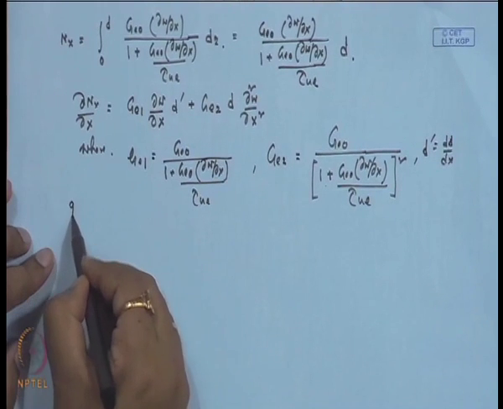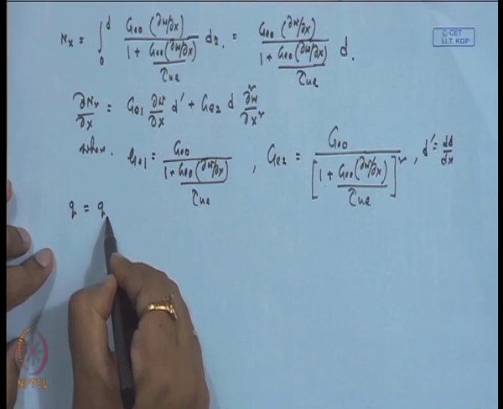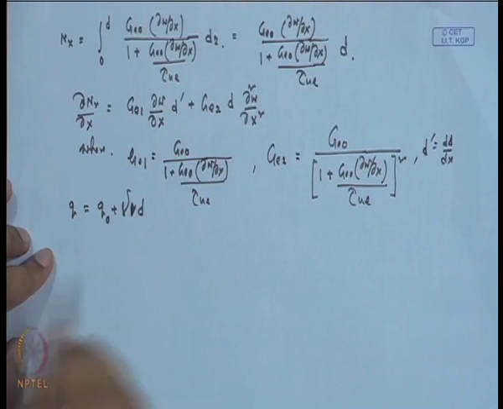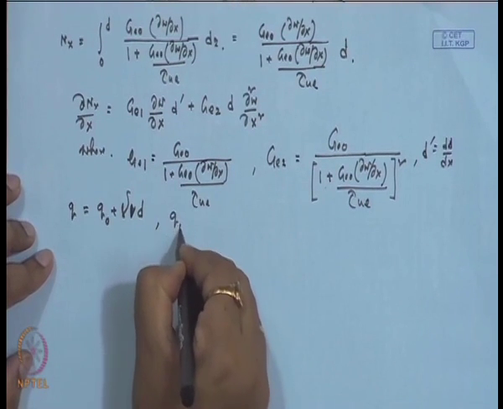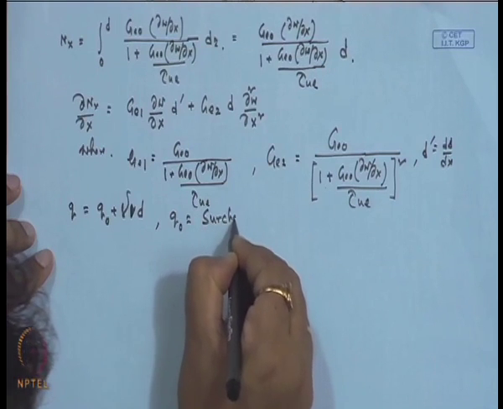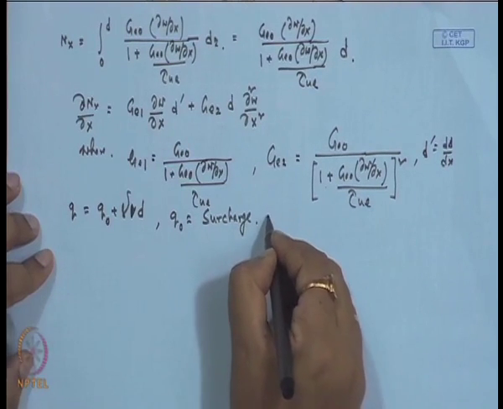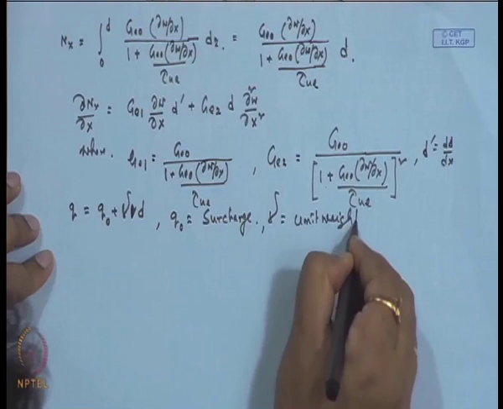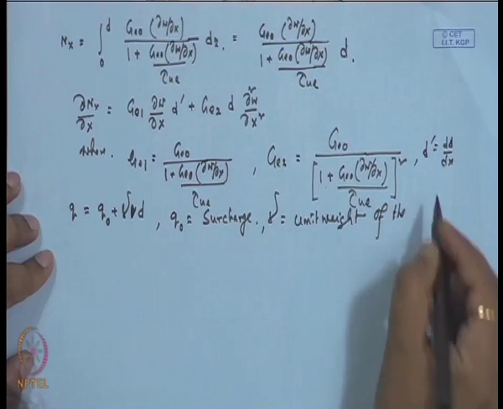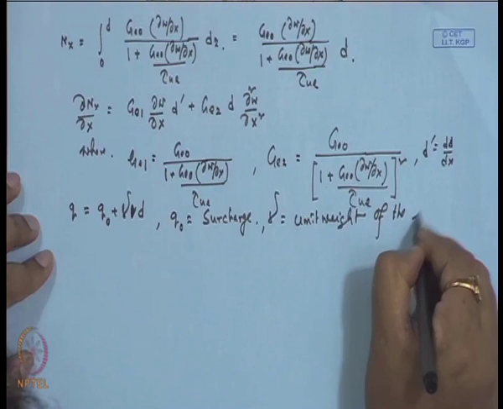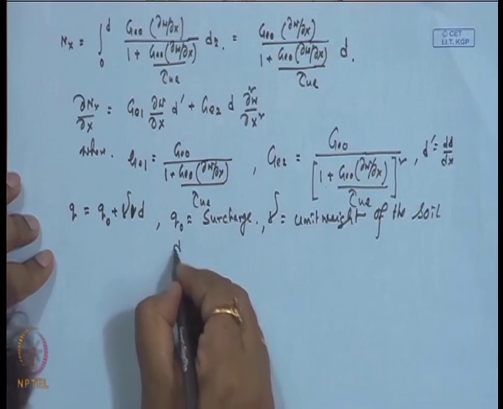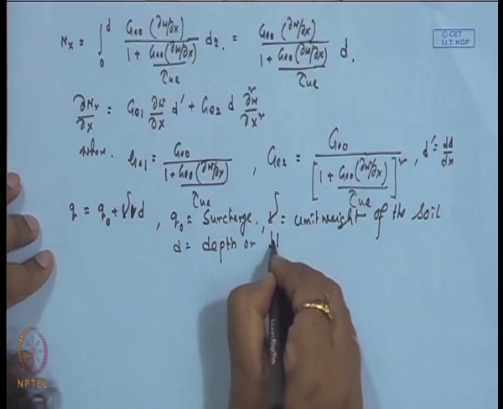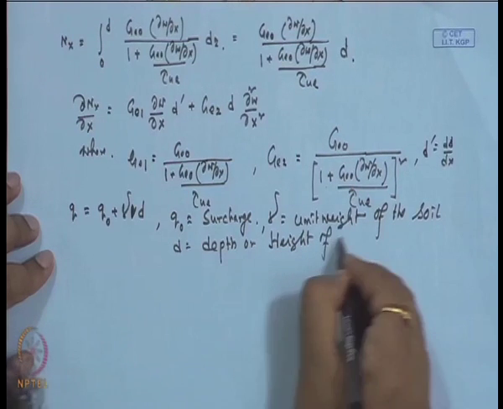Now, this q at the top we can write as q 0 plus gamma into d, where q 0 is the surcharge, gamma is equal to the unit weight of the soil, and d is equal to the depth or height of the embankment.